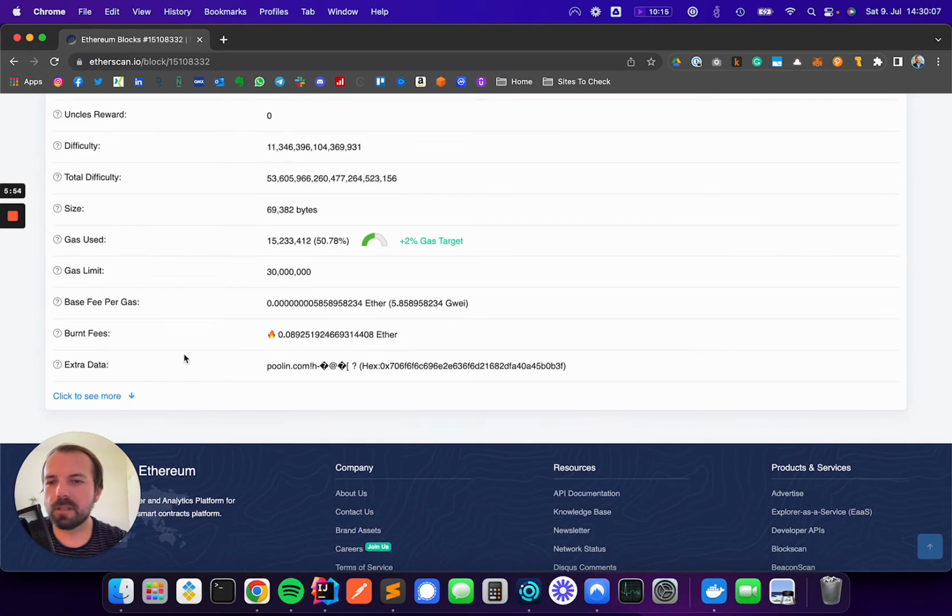And you see additional data. So for example, who has mined this block? It was a pool, so a mining pool, pooling.com. You can head over and have a look at this mining pool. Here is a little bit more information you can see.